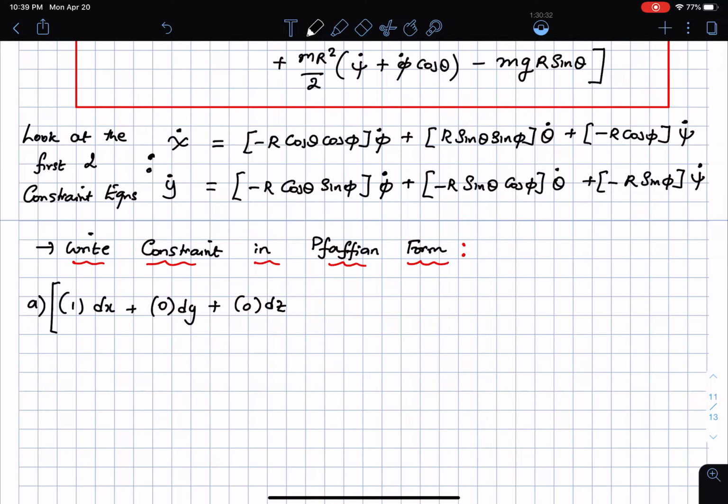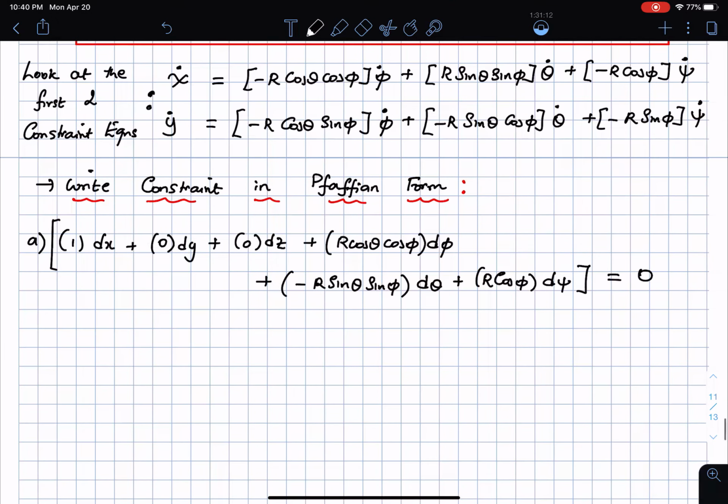That's going to be plus r cos theta cos phi d phi. Then I'm going to have plus minus r sin theta sin phi d theta plus r cos phi d psi, that is equal to 0. This is the first constraint equation written in the Pfaffian form.